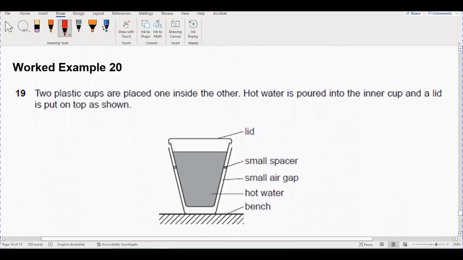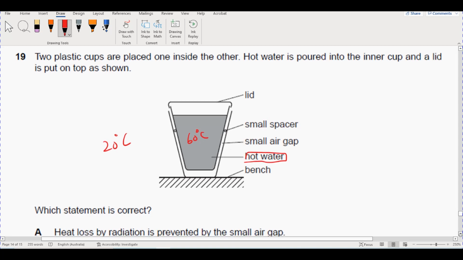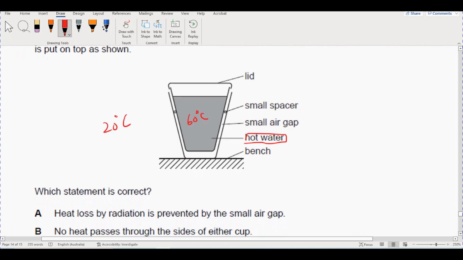Okay, this should be our last question. Two plastic cups are placed one inside the other. Hot water is poured into the inner cup and the lid is put on the top. Of course, this is hot water inside. Let's say the hot water is 60 degrees, outside is 20 degrees. You try to keep the temperature of the water high within the inner cup. There are some small spacers right here, which try to get a layer of air between the two cups.